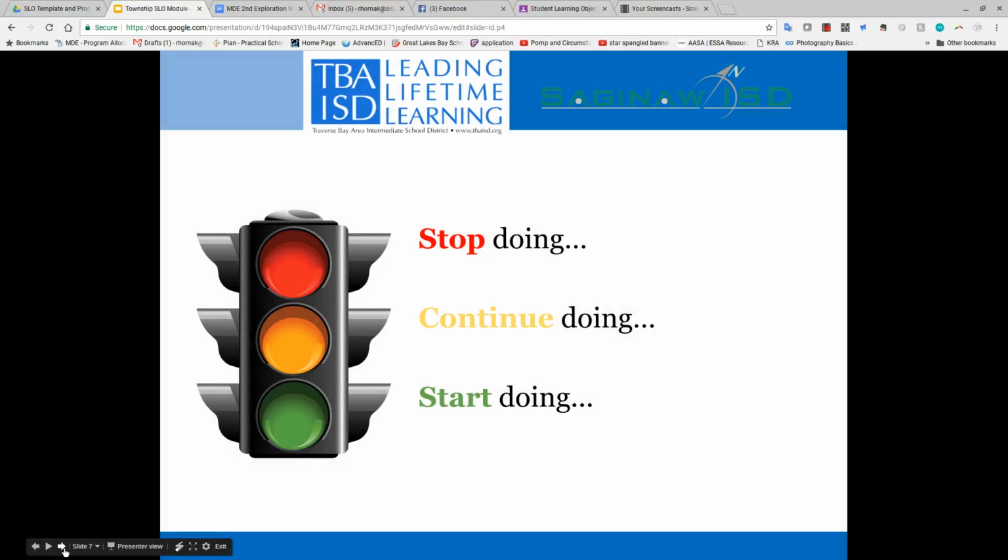So let's take a quick reflection moment and think about the journey you've traveled. From power standards to learning targets to assessments, what are some things you have encouraged teachers or yourself to stop doing in your building? What are some things that you think you want to continue doing? And what are some things you are going to start doing based on what you've learned so far through these modules? So just take a quick moment, jot it down or have a conversation.